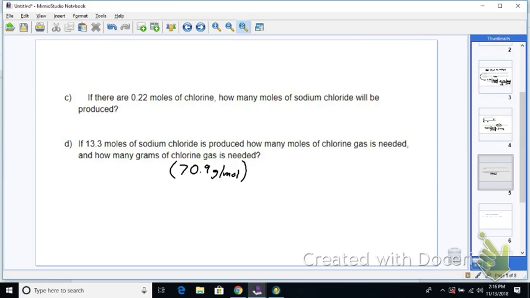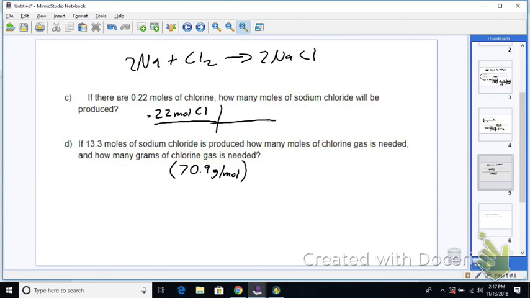If you did C, you put 0.22 moles out in front, and down here you put moles of chlorine, and up here you put moles of sodium chloride. And so that would be a 1-to-2 ratio. So how many moles of sodium chloride are you going to produce? 0.44. I about had to whip the calc out. Any questions with that? Does that make sense?